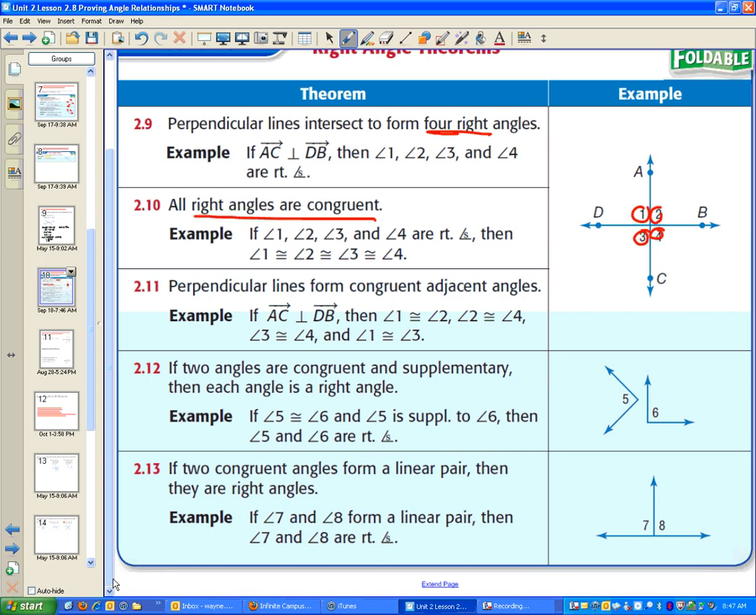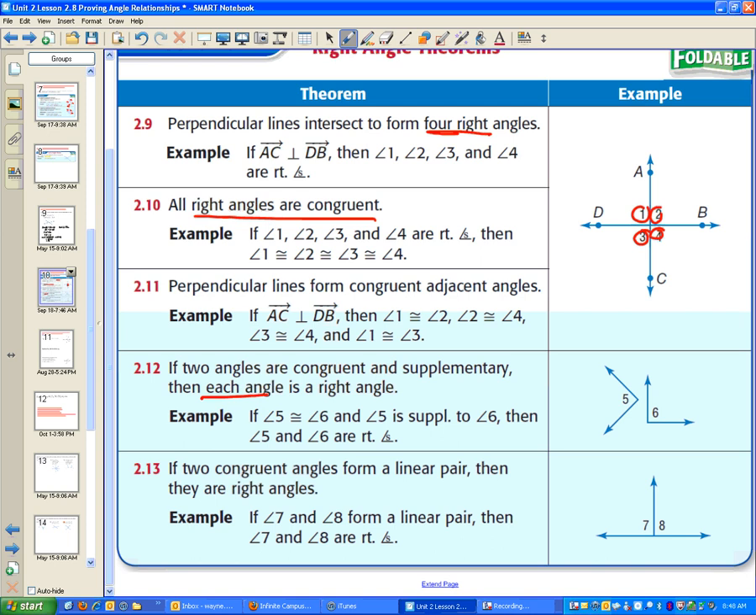All right, the next one. If 2 angles are congruent and supplementary, then each angle is a right angle. If they're congruent, their measures are equal. If they're supplementary, their measures have a sum of 180. So kind of go the other way around. If they have a sum of 180 and they're the same, don't they both have to be half of 180? So they're both 90. And if they're both 90, then they're both a right angle. So each angle is a right angle.